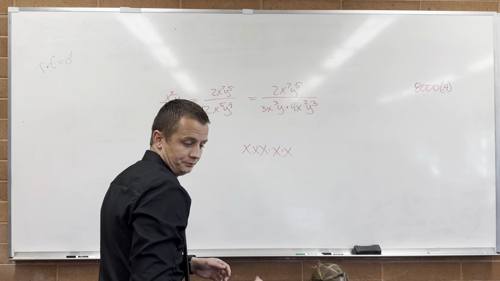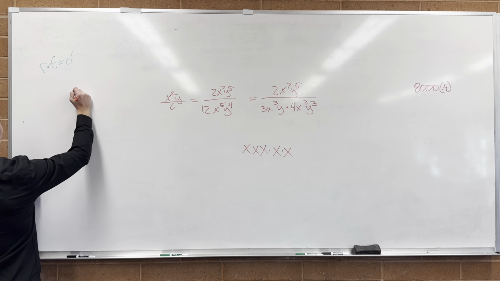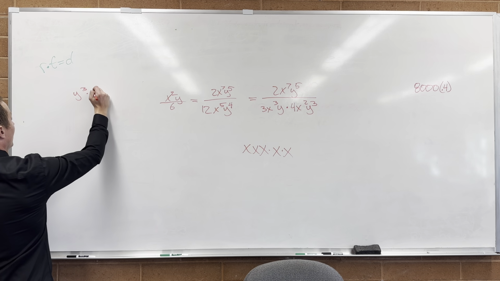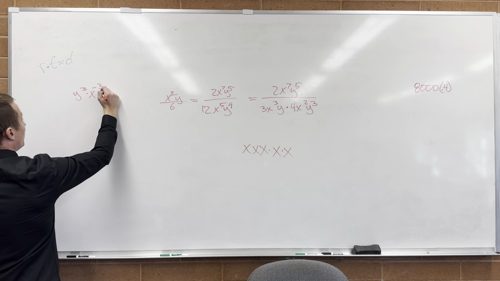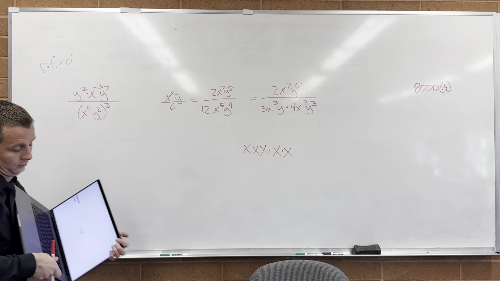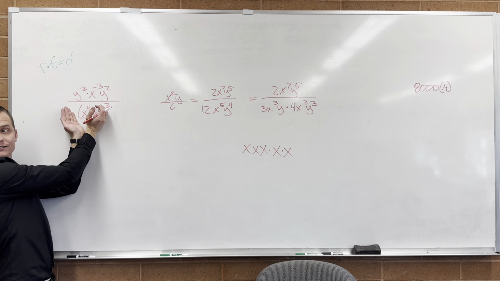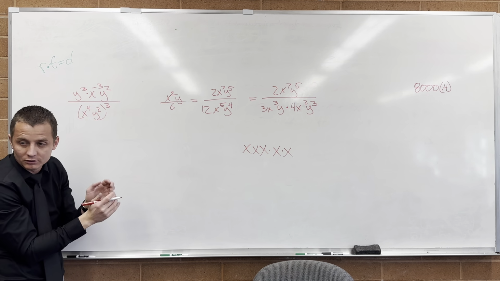Let's do a second one. So for this one we have y cubed times x to the minus 3y squared all over x to the 4y squared all cubed. Now when we have this whole thing cubed, that's the same thing as listing it out 3 times.